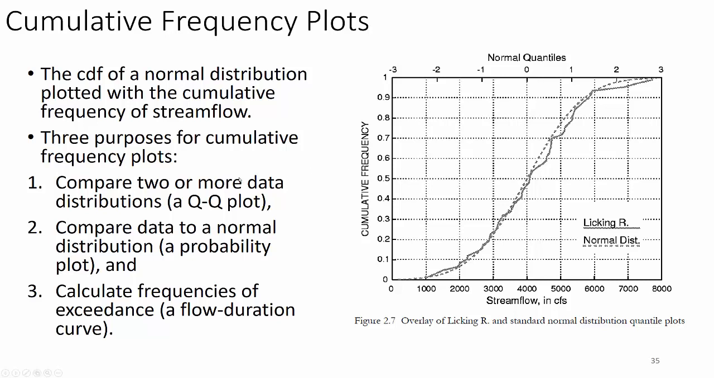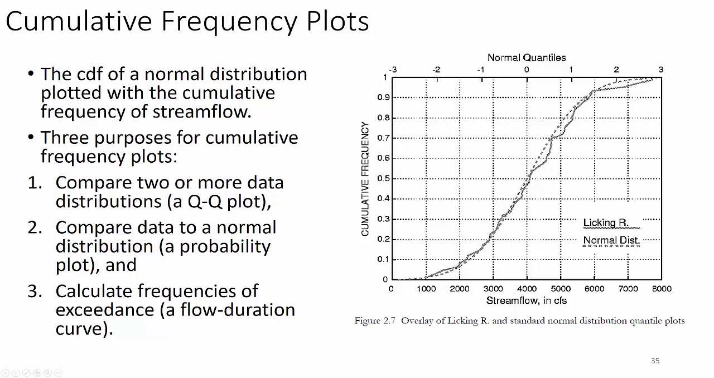Now, the three purposes of the cumulative frequency plots are to compare two or more data distributions, a QQ plot, for example, flow versus flow plot, to compare data to a normally distributed probability plot like we see here, or to calculate the frequencies of exceedance, a flow duration curve. So what you can see from this is if I ask you what's the 10% exceedance probability, well, it's 1 minus what you see here, 0.9. So that's the 10%. 1 minus 0.1 is 0.9, or 90%.